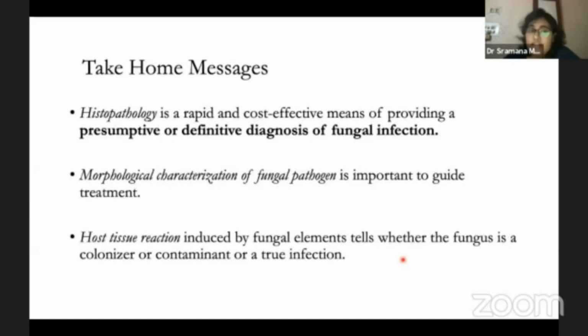So take home messages. Histopathology is a rapid and cost-effective means of providing a presumptive or definitive diagnosis of fungal infection. Morphological characterization of fungal pathogen is important to guide treatment, and the host tissue reaction, which is induced by fungal elements, tells whether the fungus is a colonizer or a contaminant or a true infection.